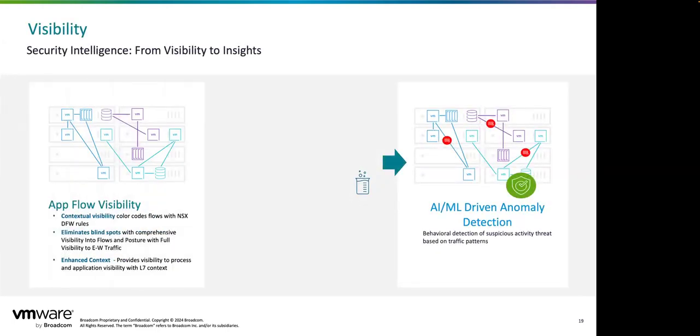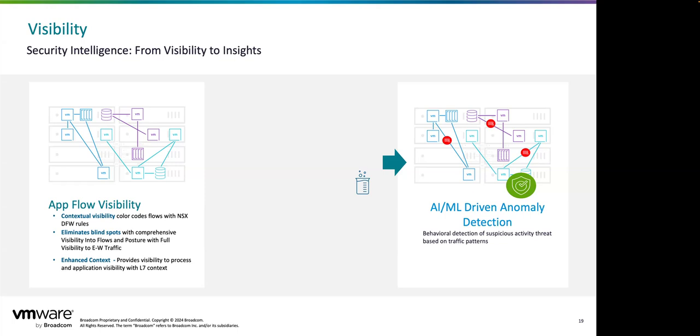Security intelligence is our visibility tool to give app flow visibility, giving contextual visibility with color-coded flows for DFW rules. It eliminates blind spots with comprehensive visibility into flows and the posture with full visibility to east-west traffic. Not sampling, not spanning, not tapping, but full visibility to east-west traffic. And then enhanced context, so providing visibility to process and application visibility with layer 7 context.